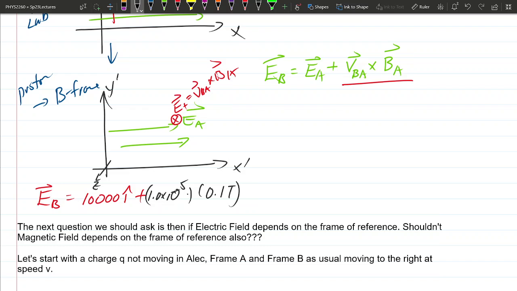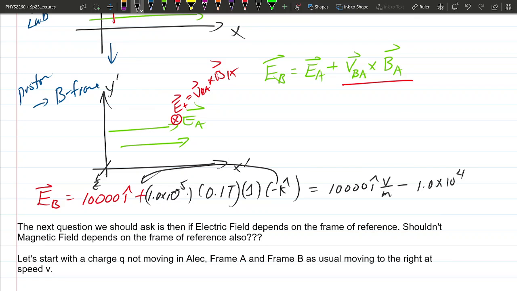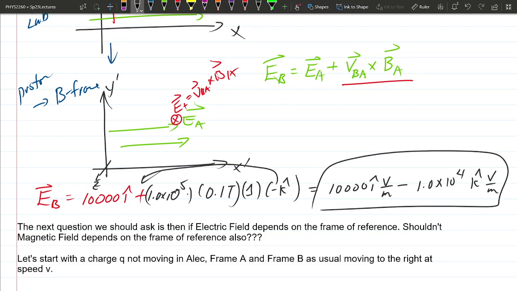And since they're perpendicular to each other, the sine of 90 degrees will give us a factor of 1. And this is going to be in the negative k hat direction. So it's going to be equal to 10,000 i hat in volts per meter plus, I'm going to pull this negative sign and put it in front, negative 1.0 times 10 to the 4 in the k hat direction, volts per meter. So that's how you figure it out.